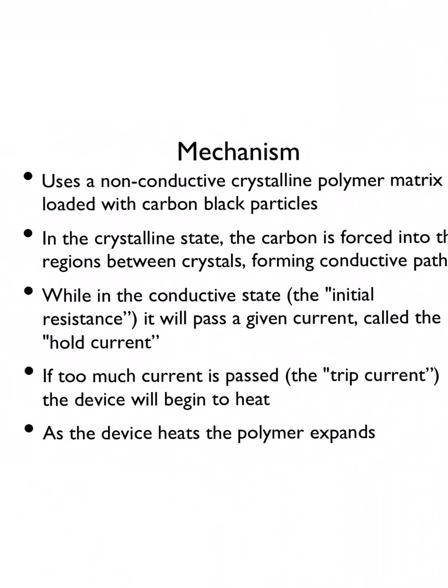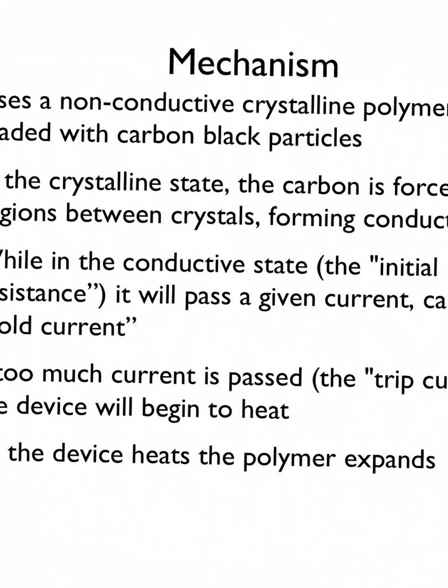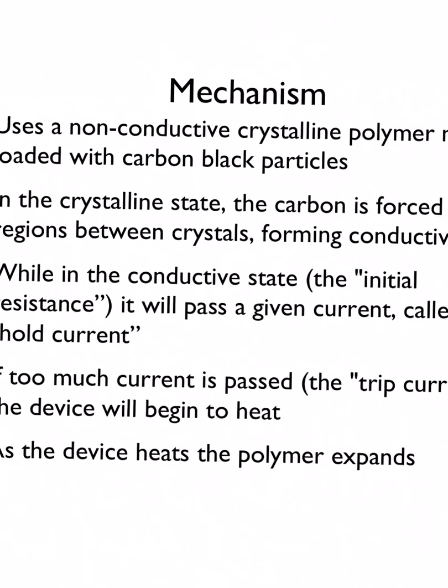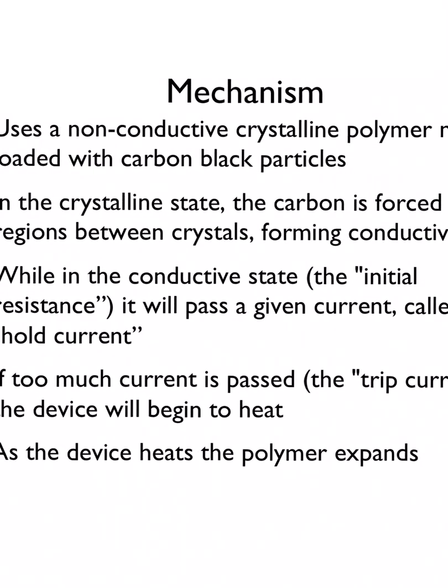So how do they do this? We start with a non-conductive crystalline polymer matrix, polyethylene, loaded with carbon black. Two very cheap things that when combined give you a very useful device. And in the crystalline state, that is the polyethylene crystalline state, the carbon is forced into the regions between the crystals, forming conductive paths. Which sounds kind of delicate, and yeah, it kind of is. You have to have just the right loading for this process to work.